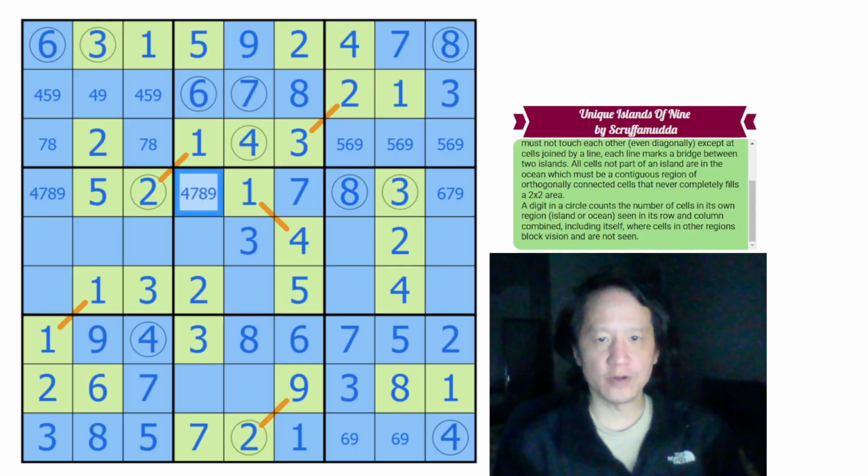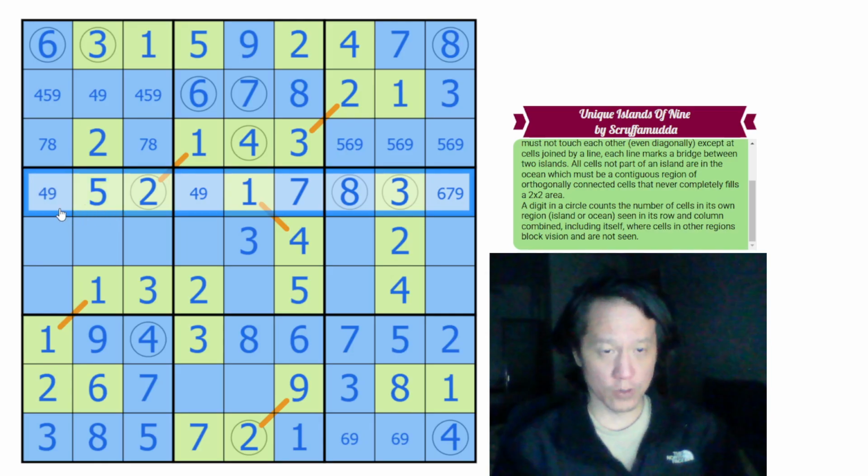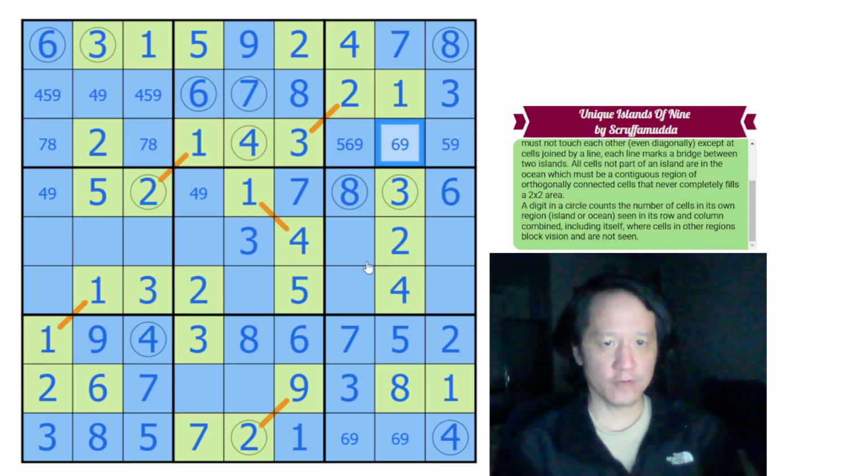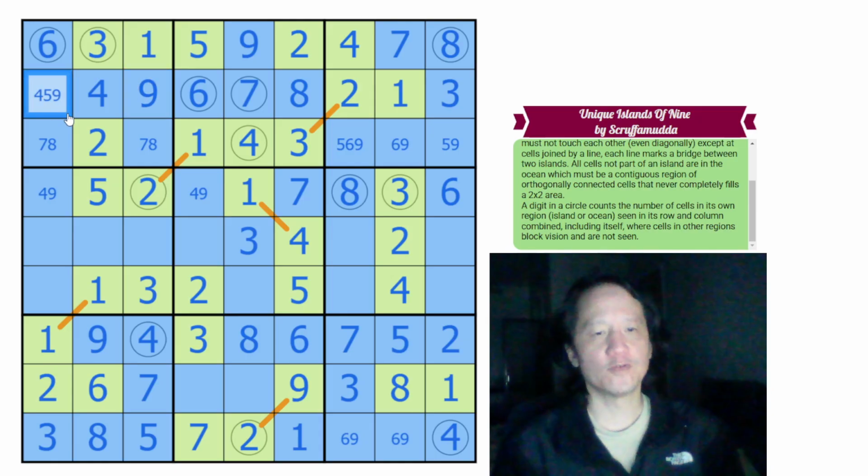Now this can't be 7 or 8. This can't be 7 or 8. We have a 4, 9, 4, 9 pair in row 4. So that eliminates 4, 9 from the rest of the row. We also can't have a 7, so therefore this is 6. This can't be 6. This can't be 5. This can't be 9, so therefore this is 4. This can't be 4 or 5, so it must be 9. This can't be 4 or 9, so this is 5. This can't be 7, so this is 8, which makes that 7.